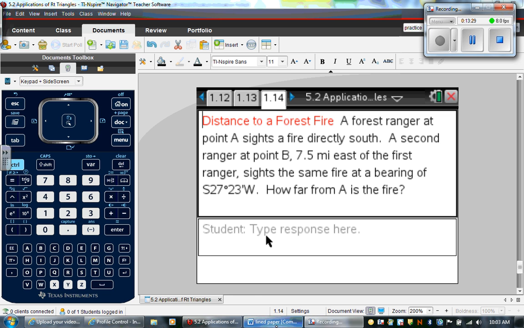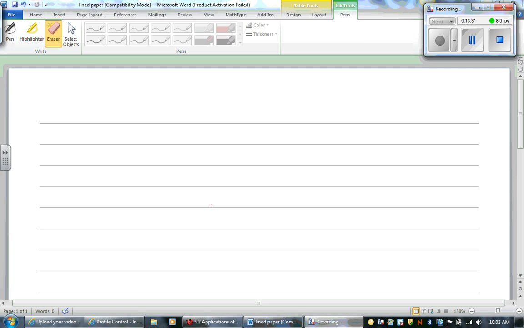So we do have to set up the picture. Okay, so we have a forest ranger at point A. So let's draw point A. Okay. Sights a fire directly south, so straight down. Okay, there's my fire, F. A second ranger at point B, and he's 7.5 miles east of the first ranger.